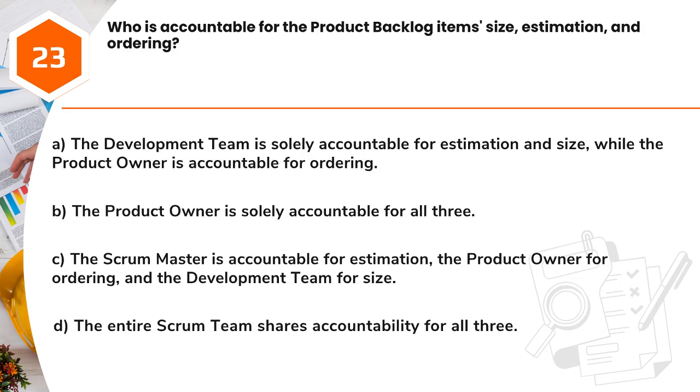Question 23. Who is accountable for the product backlog item size, estimation, and ordering? A. The development team is solely accountable for estimation and size, while the product owner is accountable for ordering. B. The product owner is solely accountable for all three. C. The Scrum Master is accountable for estimation, the product owner for ordering, and the development team for size. D. The entire Scrum team shares accountability for all three.